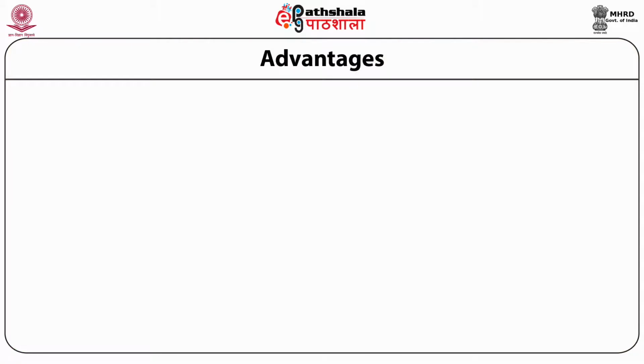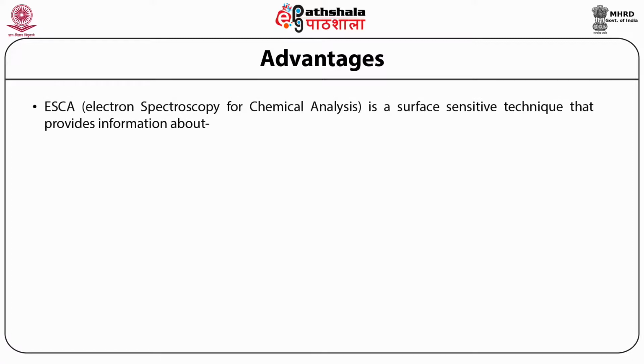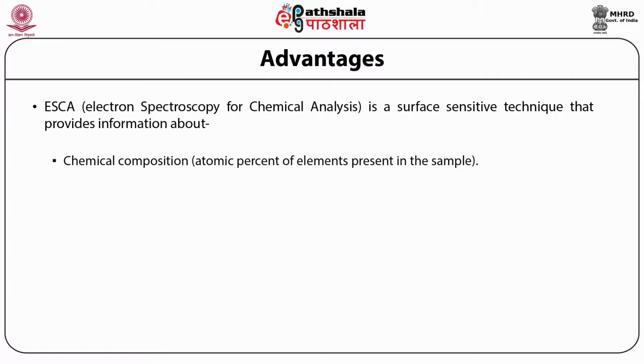Advantages of this instrument, which is, as we said, very useful in finding out what exactly is there on the surfaces of a metal or an alloy. So ESCA, I repeat, which stands for Electron Spectroscopy for Chemical Analysis, is a surface sensitive technique that provides information about, one, chemical composition, that is, the atomic percentage of elements present in the sample is given.